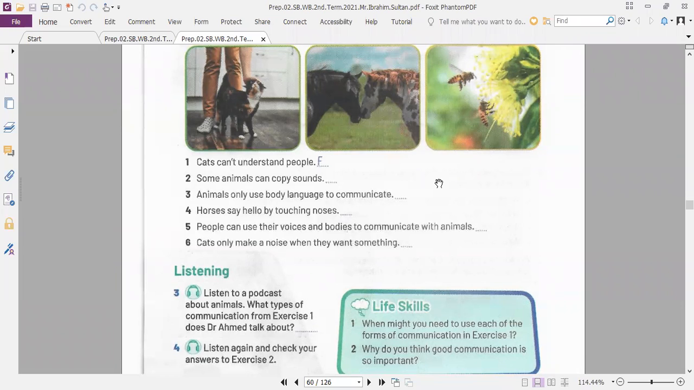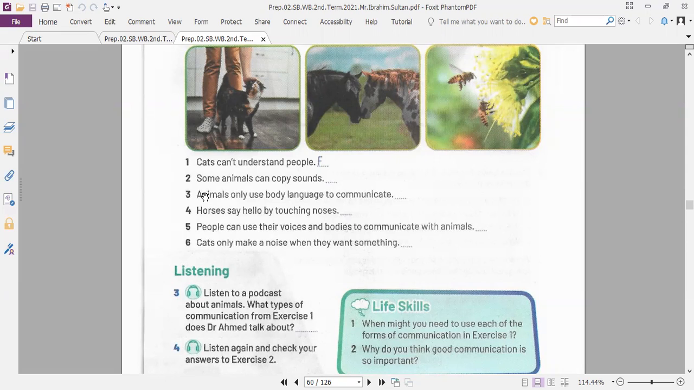So we have to answer number one. Number one is done for you. Cats can't understand people. This is false. Cats can understand people. Number two. Some animals can copy sounds. True. Yes, like parrots. Okay, number three.